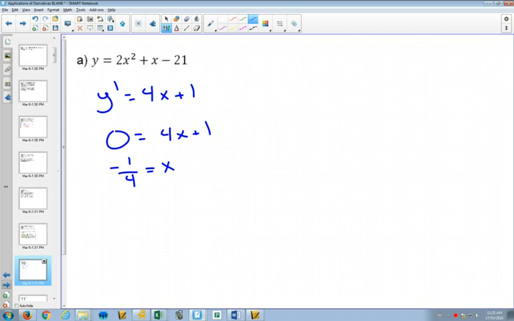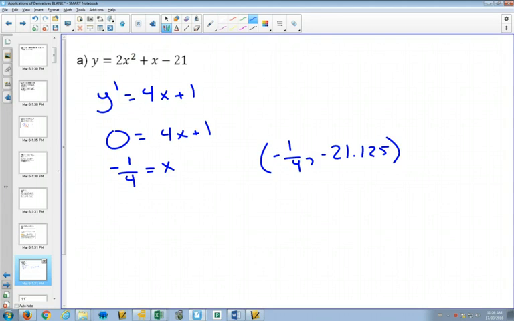If you plug in -1/4 for x to see what y will be, you will get... I don't know. Someone want to check that?